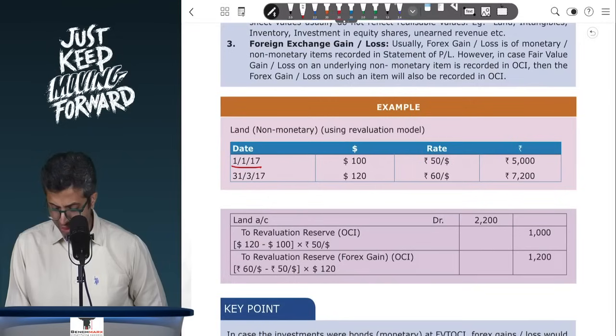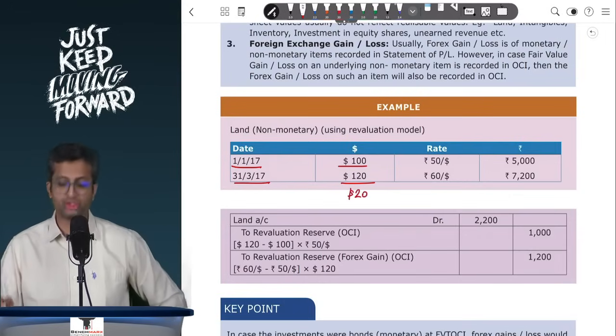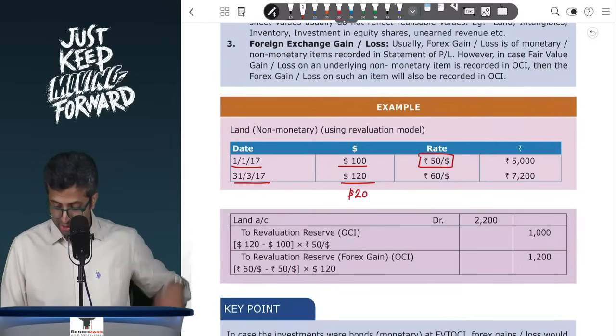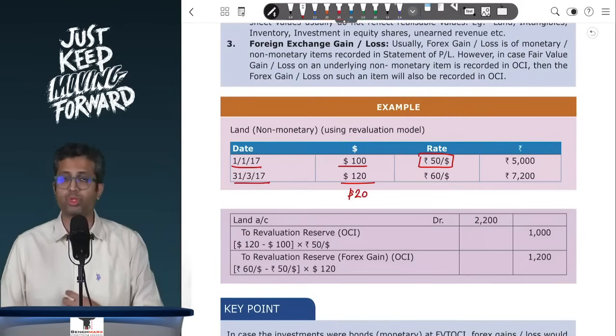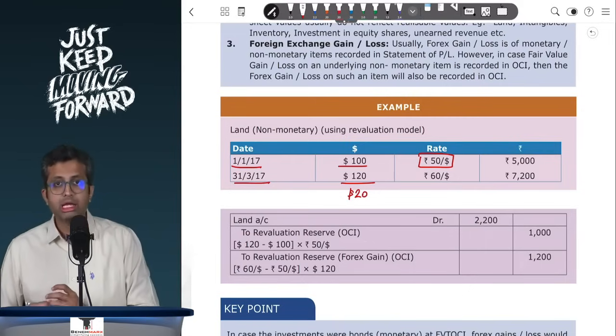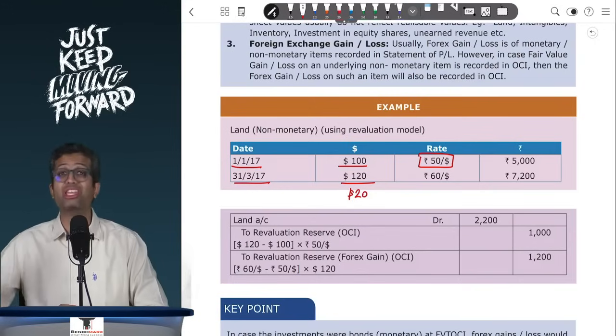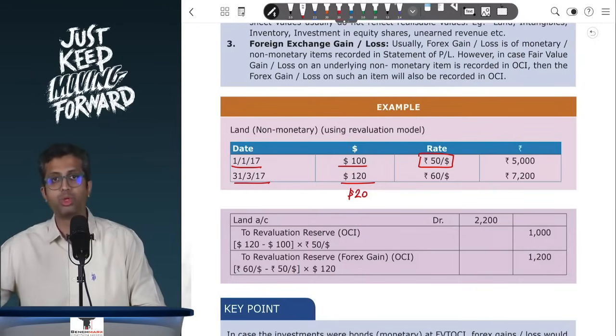If land on 1st January was $100 and on 31st March becomes $120, there is a gain of $20, keeping the exchange rate constant. Had the exchange rate not changed, it would have remained 50 only. Still there's a $20 gain. $20 into 50 will come to, let us say, 1,000 rupees. So land account debit, to revaluation in the OCI, will be 1,000.